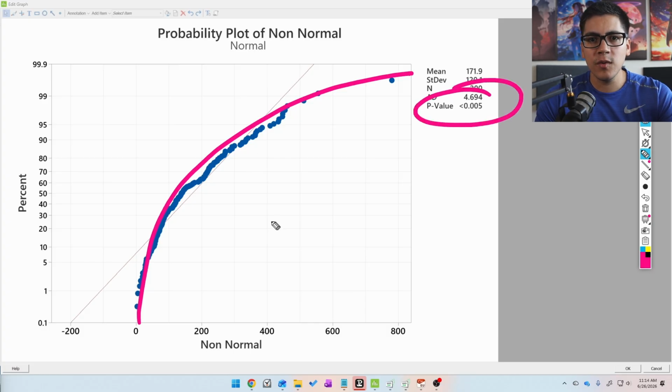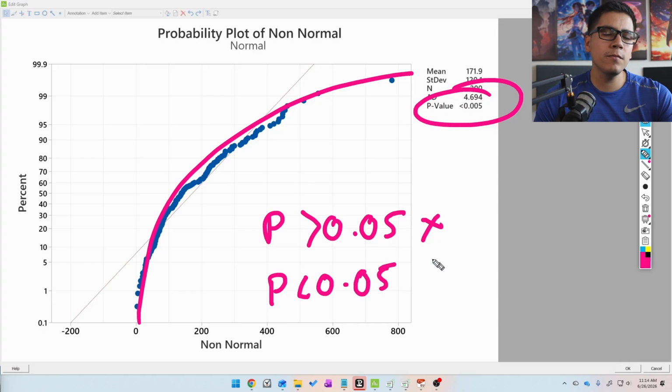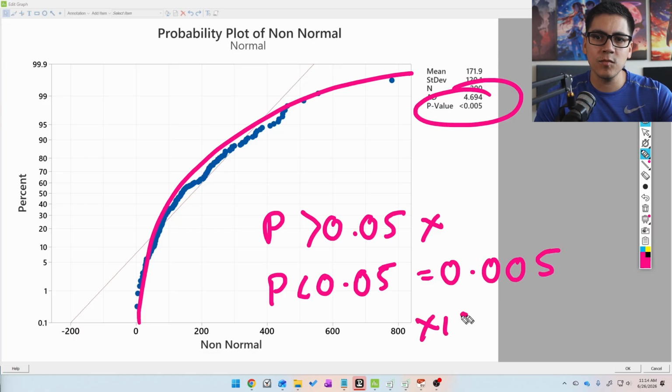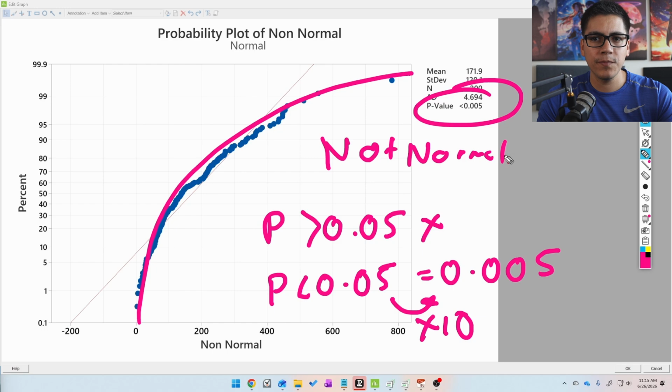From here, I can look at my p-value, and you can see that it is not above 0.05. It is actually below 0.05, and don't get tricked by the decimal position. It's actually 0.005, so it is 10 times smaller than my acceptance value. So I could state that this data is not normal.